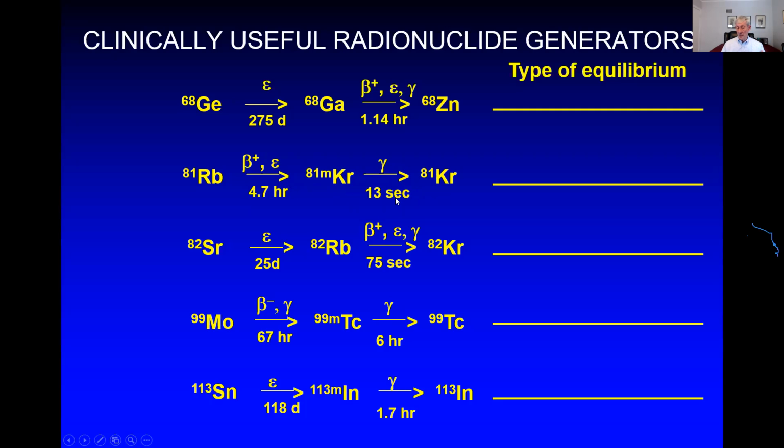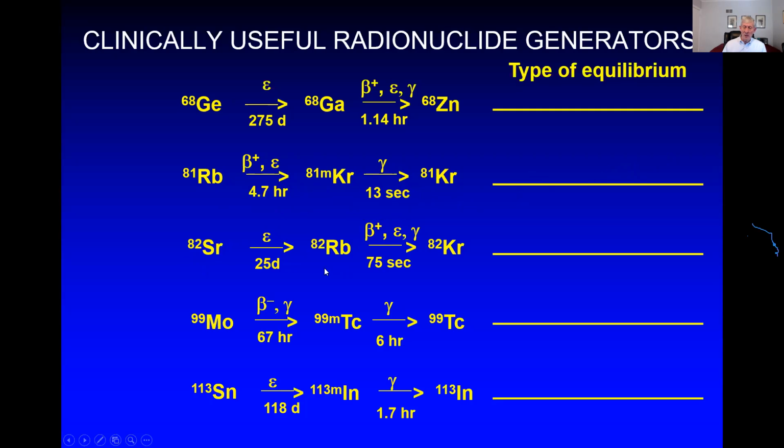And also look at this, 13-second half-life. Produced beautiful images, but it was impossible to look at washout because in 1 minute, you had gone through 5 half-lives and 97% of it was gone. Or maybe, 1 minute, 4 half-lives, over 90% was gone. What equilibrium would this be? Secular. Secular, we have 4.7 hours and 13 seconds.